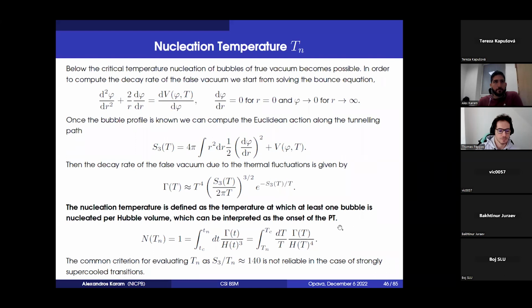Normally, in order to obtain the nucleation temperature, one has to solve the bounce equation with these boundary conditions, and then compute the Euclidean action, and from that obtain the decay rate of the false vacuum. And the most common criterion for evaluating the nucleation temperature is this one. But recently it has been shown that it is not reliable in the case of strongly supercooled transitions, as it is the case in our model.